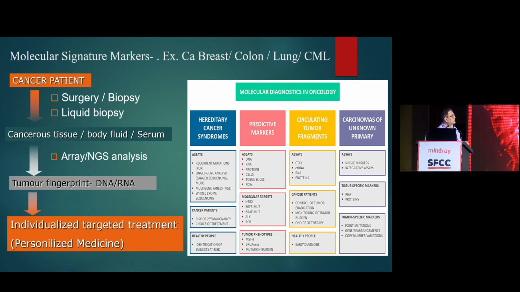In the same way we have HER2 for CA breast, and EGFR, BRAF, ALK and ROS, which are already available and which we are using for CA breast and lung cancer. Yes, last slide. So this is what already exists. As we identify these markers, we are having targeted therapy, and this has evolved to personalized medicine and theranostics, and it is going to evolve still further.